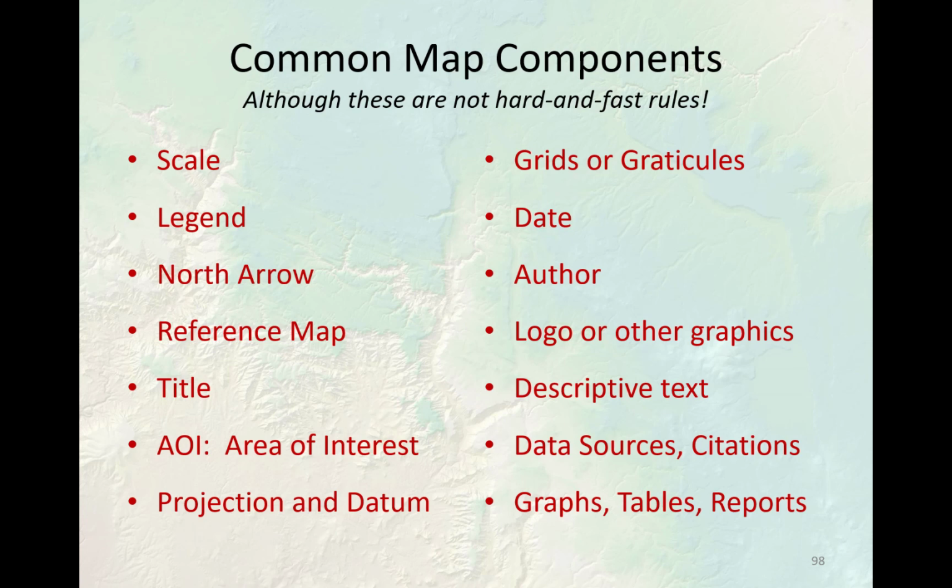Now, our end goal is always to make a map that communicates well. If we want to communicate vegetation types over a study area, for example, we may not want to clutter the map up with contour lines or reference grids.